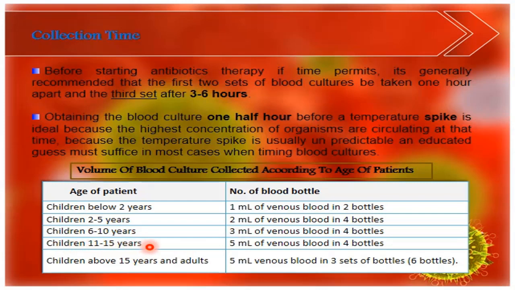In children 11 to 15 years, 5 ml of venous blood in 4 bottles. And for those above 15 years, an adult, 5 ml of venous blood in 3 sets of bottles. That means in total I will have 6 bottles. Okay?